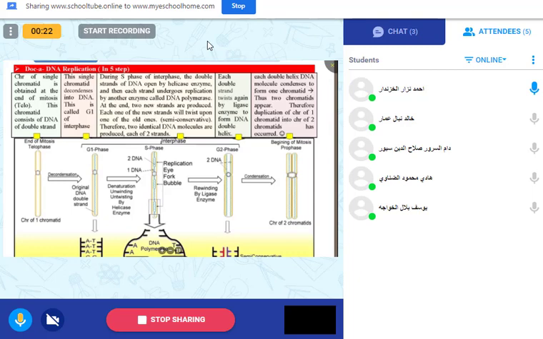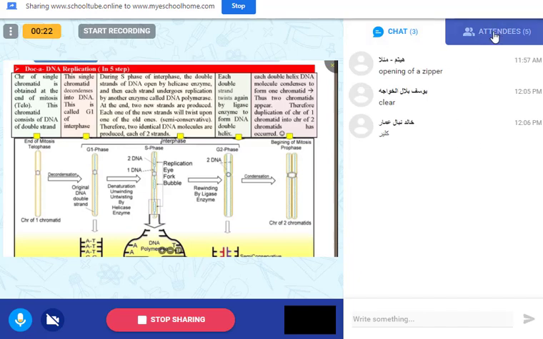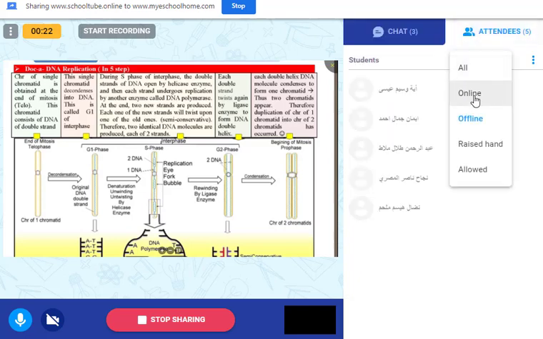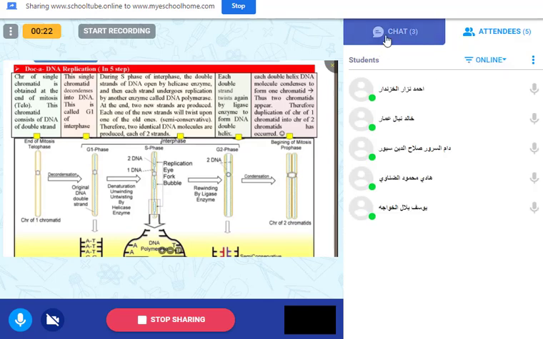Wait, Ahmed. Let's see if others can read. Okay, thank you, Ahmed. Let's see if others can read. Can Khalid or Hadi read? We have Ayan. Iman, where is Iman? Usually Iman does not skip. Najah. Ahmed, would you please continue?